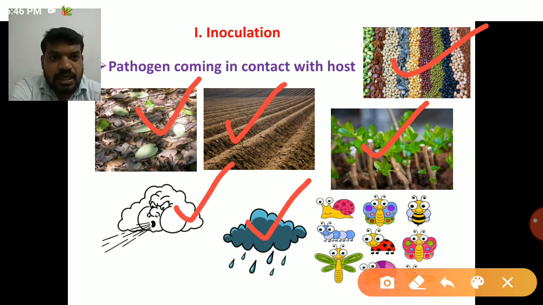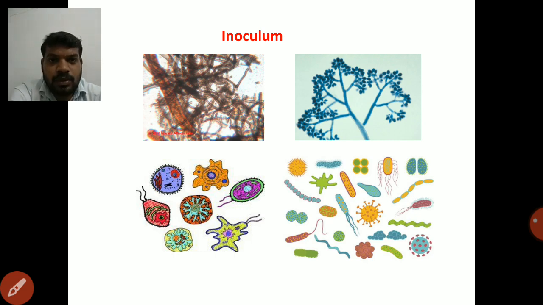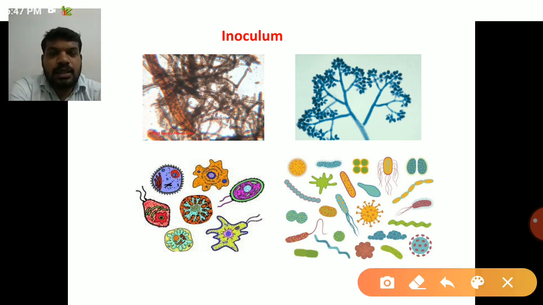Next one is that inoculation may be by passive things, that is air, rain water or rain splashes. Next, through vectors. So vectors play an important role in inoculation. The virus, bacteria and viroids are mainly transmitted through insects. So you can see some of the inocula.